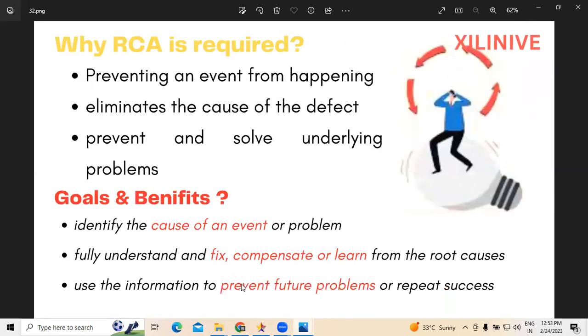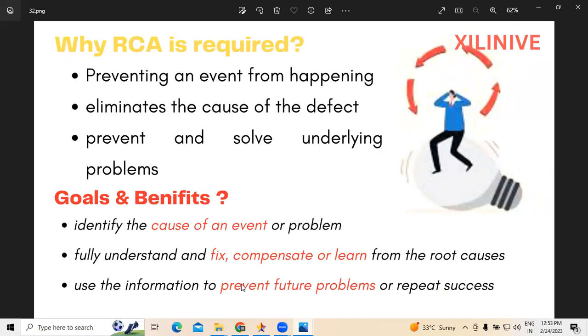Now, why is root cause analysis required? It is required to prevent an event from happening. At the same time, it is used to eliminate the causes of defects. It is also used to prevent and solve underlying problems which a customer is facing in their business.